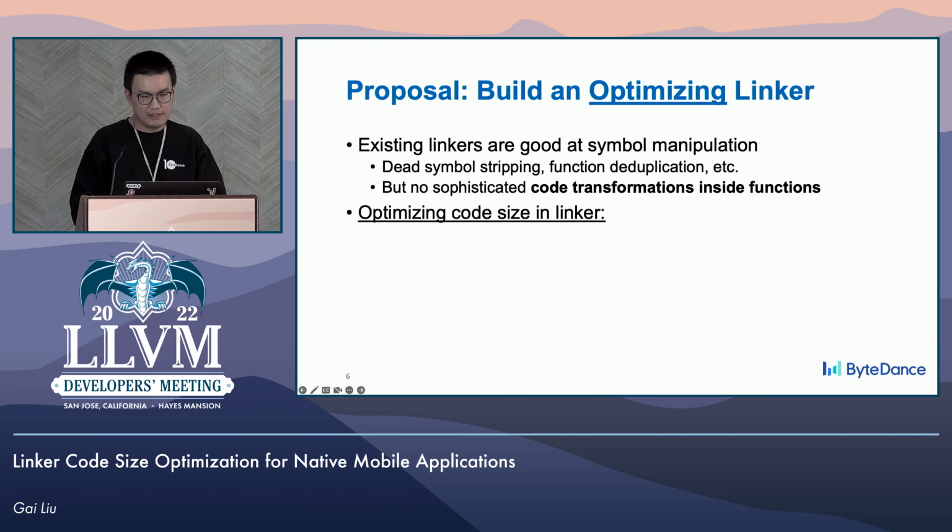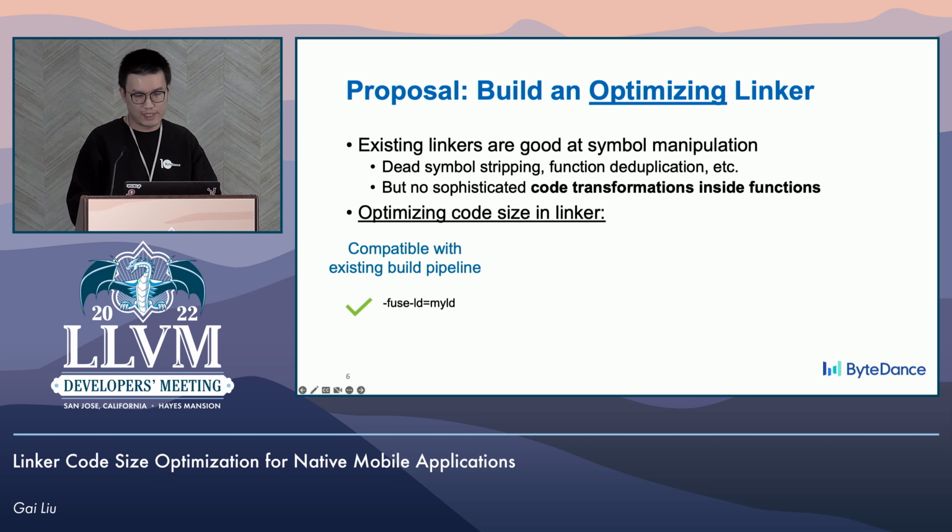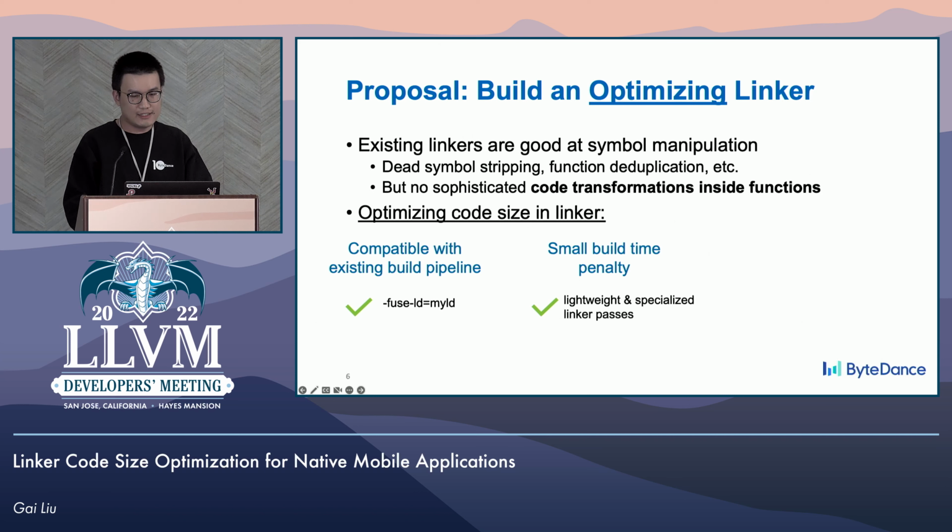So would an optimizing linker help solve these 3 challenges that I mentioned before? First, a customized linker would be easy to integrate by simply asking the client to use our customized version of the linker. Secondly, we can write lightweight and specialized passes in the linker so as to minimize the build time overhead. And lastly, linkers can naturally optimize binary objects because they have full visibility on them.